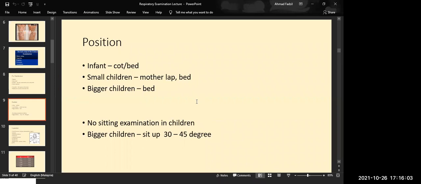So in position in child, infants can be at the cot or bed. Small children, if you can have the patient lay in the bed is good, but if not, sometimes they would prefer you examine them on the mother's lap. If not, they're not going to be cooperative. Bigger children, yes, they are quite as cooperative as adults, then you can examine them properly on the bed. Remember, no sitting examination in children. In adults, they encourage sitting, but in children, we don't encourage sitting. Bigger children, if they can cooperate, you can examine with a 30 to 45 degree position. No sitting.